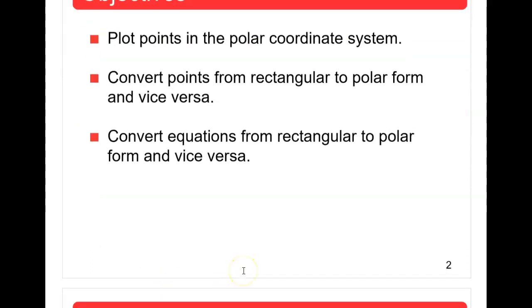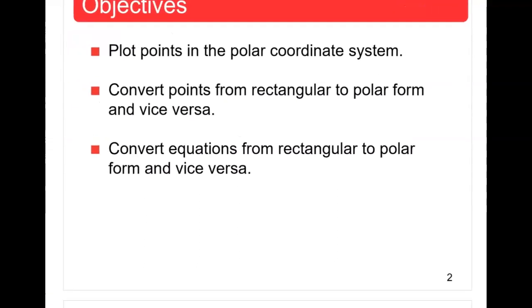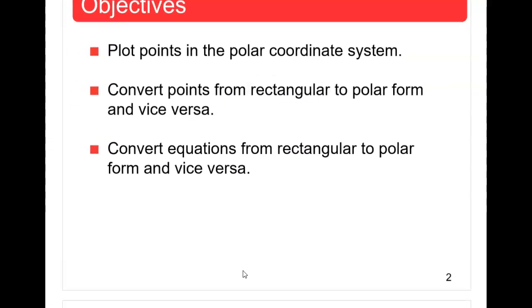So just to give you a very quick intro of what we are talking about, when we talk about the rectangular coordinate system, we are referring to the one that you have been working with. For example, in a two-dimensional space, it will be the XY plane. So that will be the rectangular coordinate system.